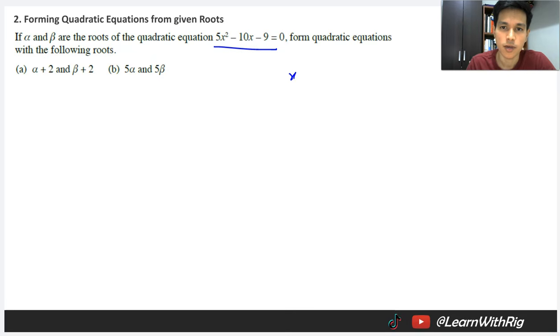So usually when you have a quadratic equation, you know that you can factorize this.